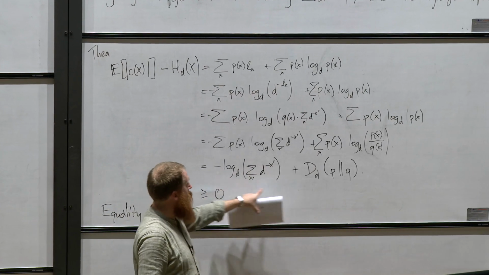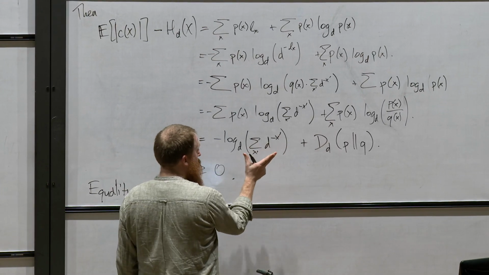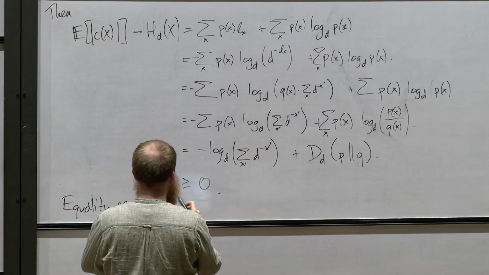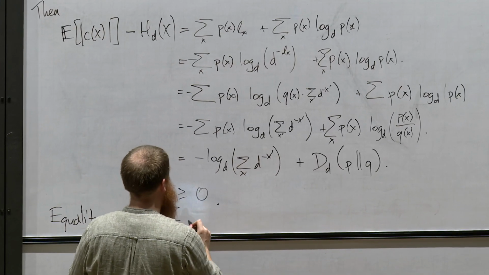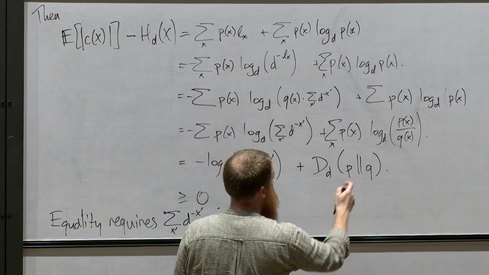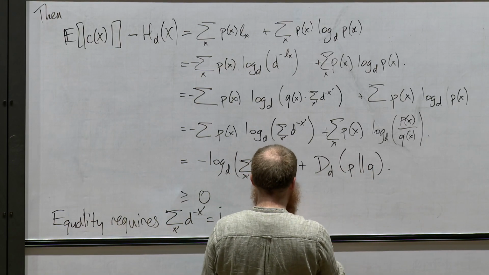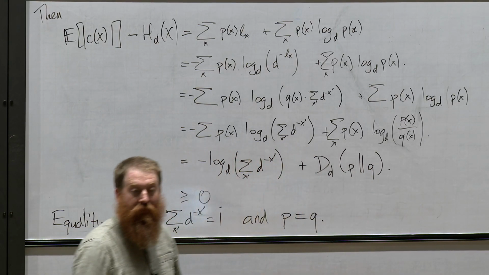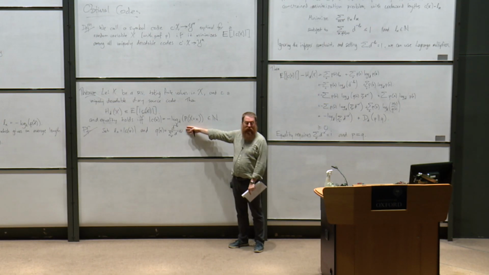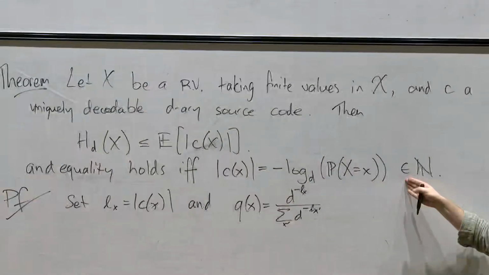Well, I've got the sum of two things which have to both be positive. So I need, first of all, that to be 0, so this has to be 1. So the sum over x prime of d to the minus Lx prime equals 1. And this has to be 0. The only way the divergence can be 0 is p equals q. So if p equals q, that means p is precisely this thing, which is that statement there written slightly differently.